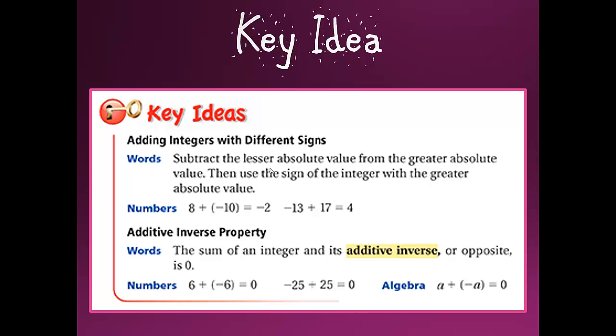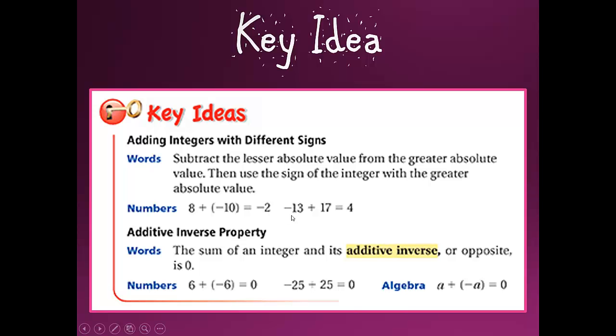So 8 plus negative 10 would equal negative 2, because the absolute value of 8 is 8, and the absolute value of negative 10 is 10. And then we subtract 10 minus 8, and we get 2. The absolute value of negative 10 was larger, and since that original number was negative, our answer is also negative, so it would be negative 2.